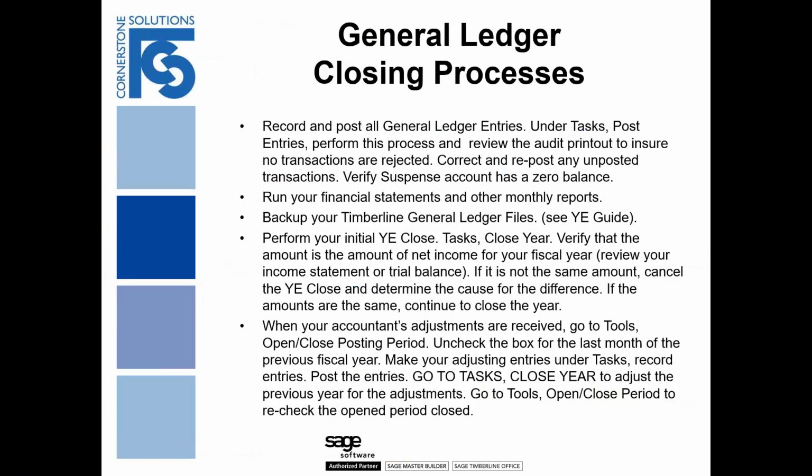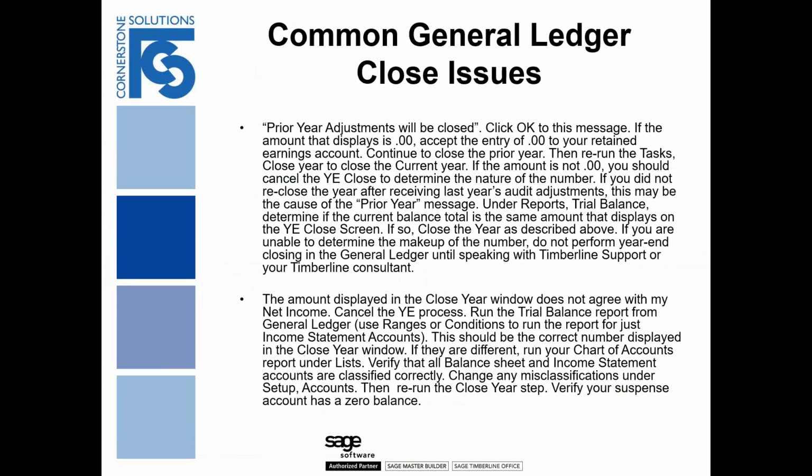We talked about prior year adjustments. Okay, some common issues that we run into. We talked about the first one, prior year adjustments will be closed. If it finds entries that were made to a prior year, you should go ahead and close them, and then you will have to close your year one more time.